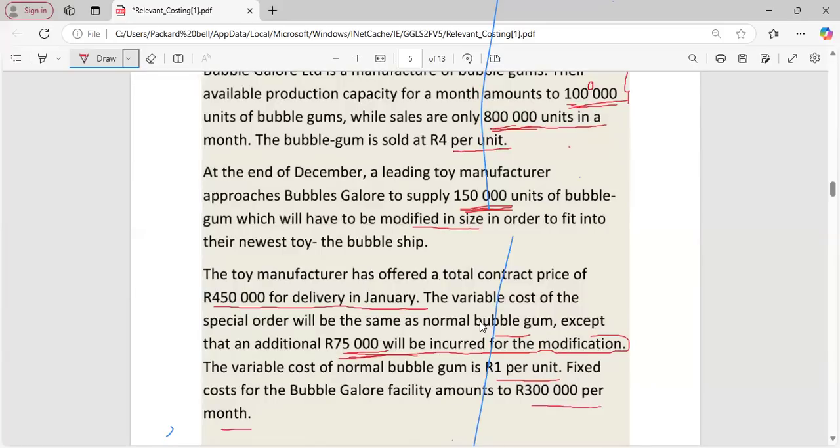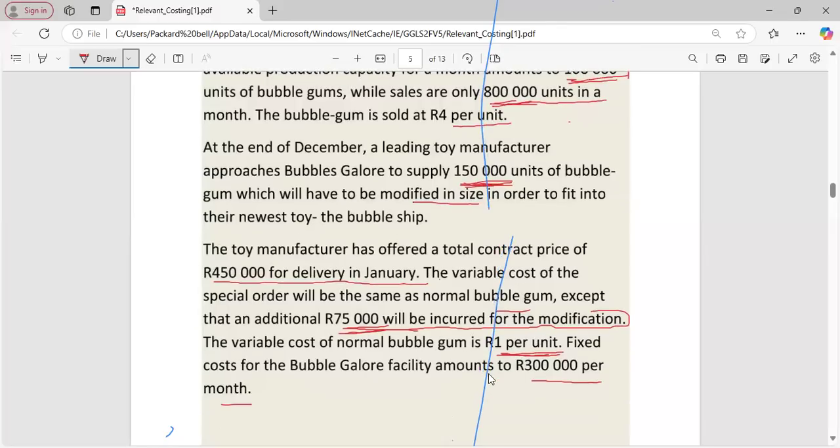Who else is the relevant cost? They say they want to supply 150 units of bubble gum, and the variable cost of a normal bubble gum is R1 per unit, and the variable cost of the special order will be the same as the normal bubble gum. So this variable cost of 150 is going to be a relevant cost.